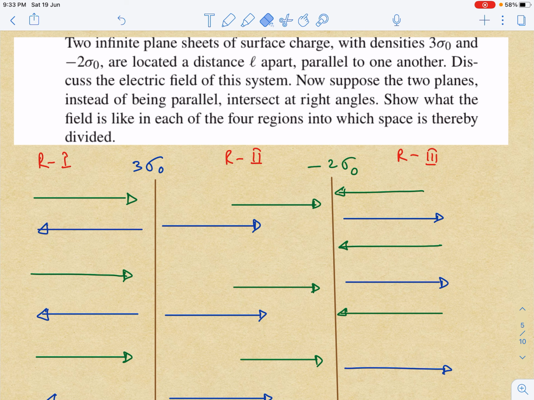So they are saying there are two infinite planar sheets of surface charge with densities 3 sigma naught and minus 2 sigma naught, located at a distance L apart, parallel to one another. Discuss the electric field of the system.